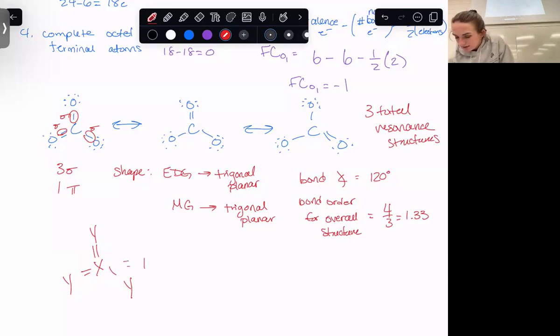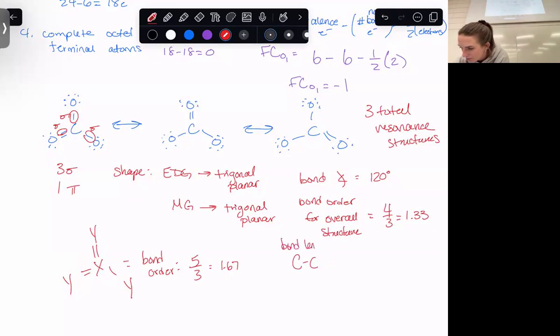So in this case, this is 1.67. Okay, so you can rank these, right? If we're doing bond length, your carbon-carbon bond length is going to be less than your carbon-oxygen, then less than your XY, which is less than an oxygen-oxygen double bond.